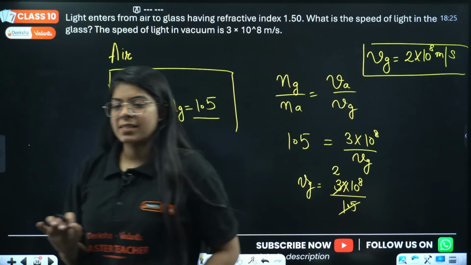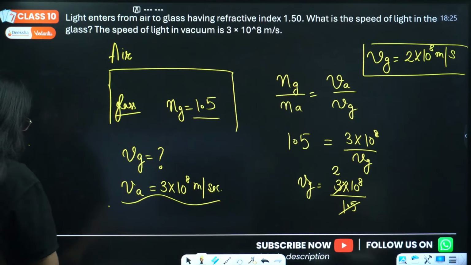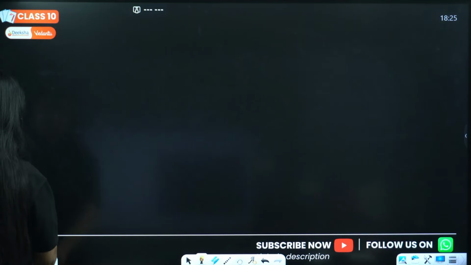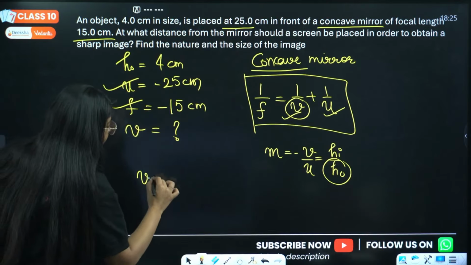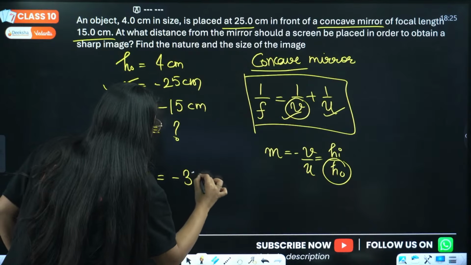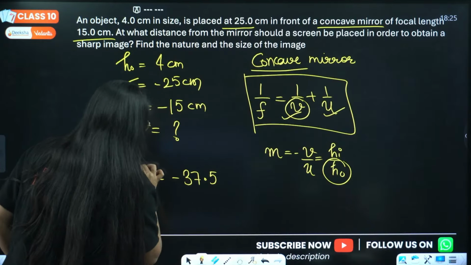Okay. Yes, ma'am, in last question v is 37.5. Yes, very good. That is correct. I remember even the answer of this. v is minus 37.5.